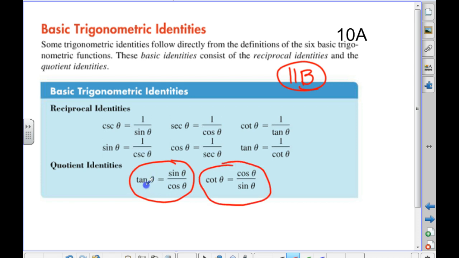On this little chart, the only ones that I think we might not have talked about too much yet are really important trades: you can trade a tangent for a sine over cosine, which means a cotangent is the flip of that, cosine over sine. All right, those are two that we haven't talked much about.